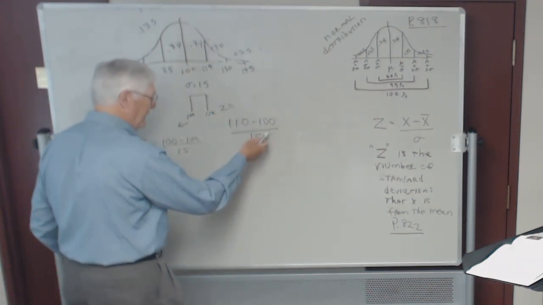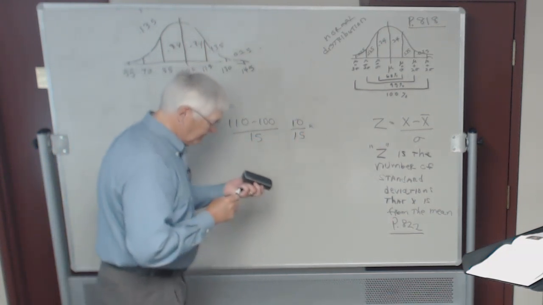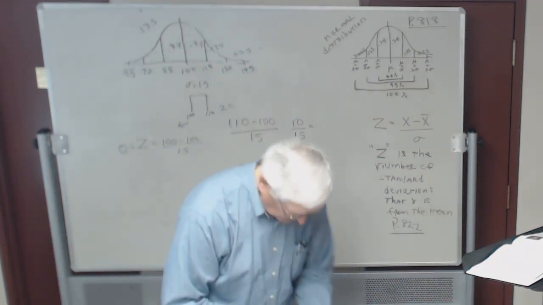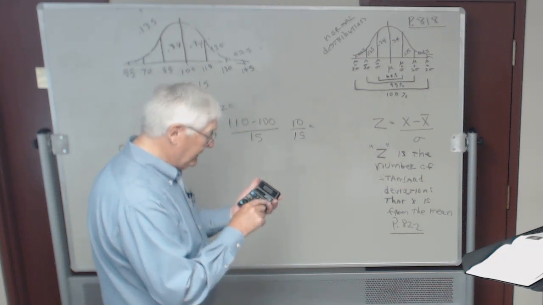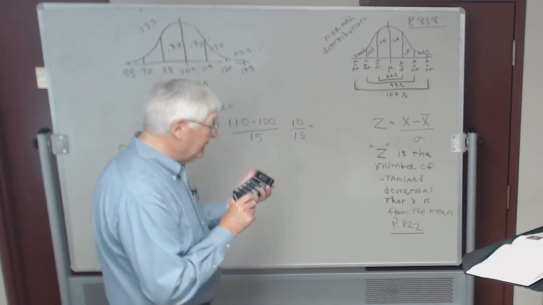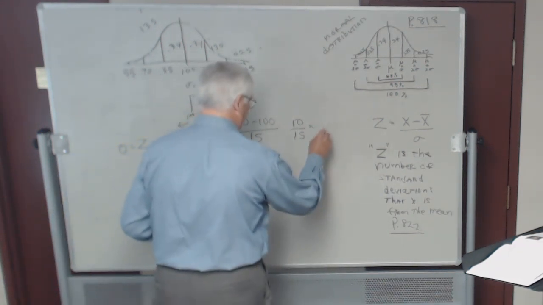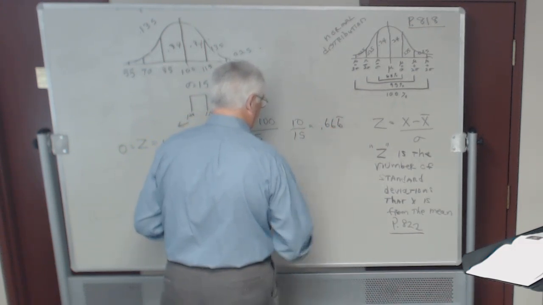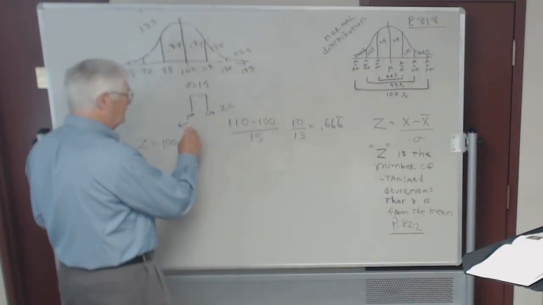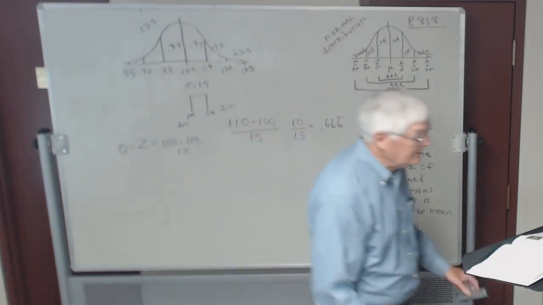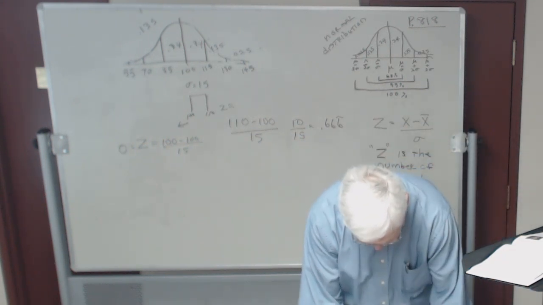What's 110 minus 100? 10. What's 10 divided by 15? 10 divided by 15 is 0.666. So, what's the question they're asking? Find the probability that a person selected at random will have a score between 100 and 110.